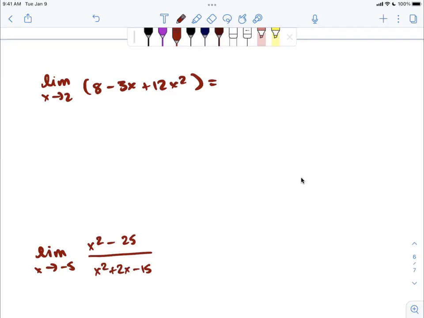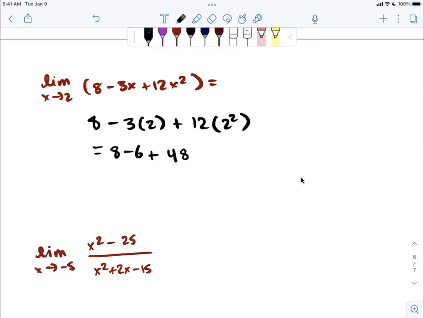All right, so for the first one, this is a continuous function, which means all we need to do is plug 2 into it. So we're going to have 8 minus 3 times 2 plus 12 times 2 squared. All right, so that's 8 minus 6 plus 48, if I'm doing this right. And I believe the answer is going to be 50. All right, the second one's slightly trickier. Let's just pause for a moment again.